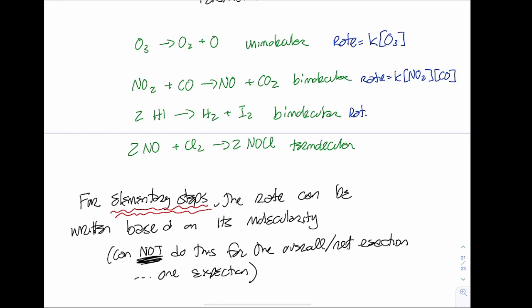This one, rate, lowercase k, I have HI, and I'm going to raise that to the second power because we have a coefficient of 2. If I look at this last one here, I'm just going to run out of room if I put it right next to it. k, nitrogen monoxide, I'm going to raise it to the second power again because I have that coefficient of 2 multiplied by my concentration of chlorine. So those would be the rate laws for those elementary steps.